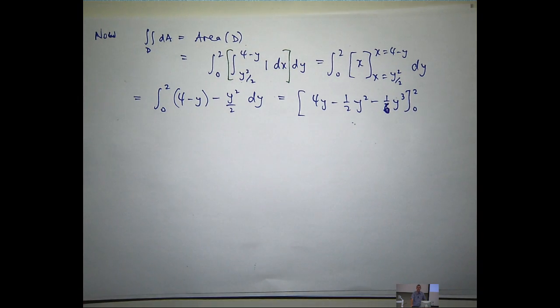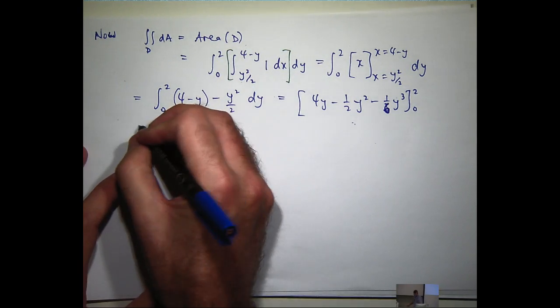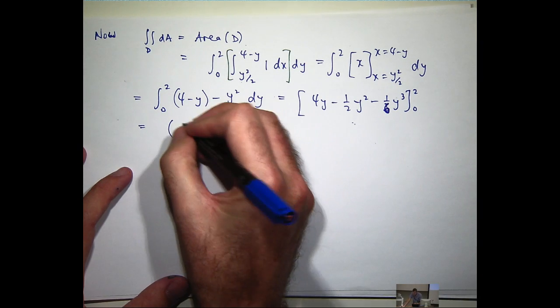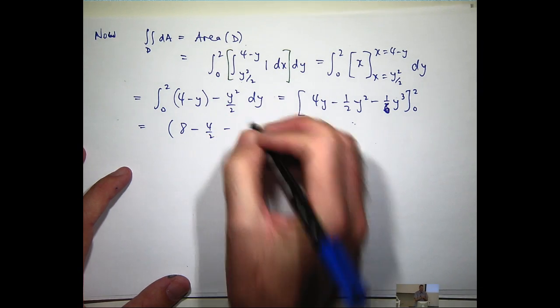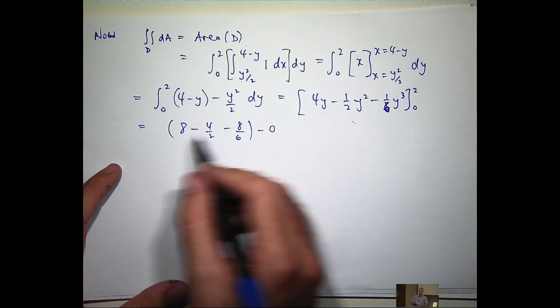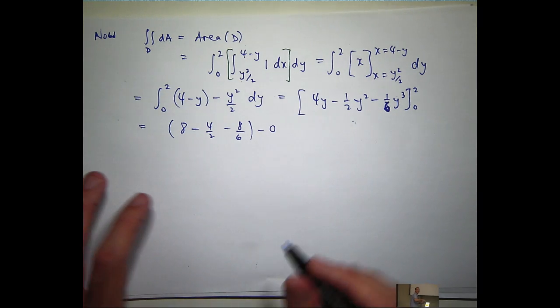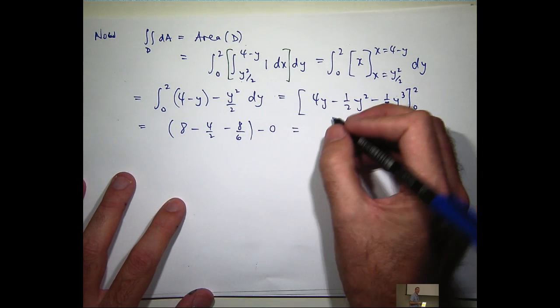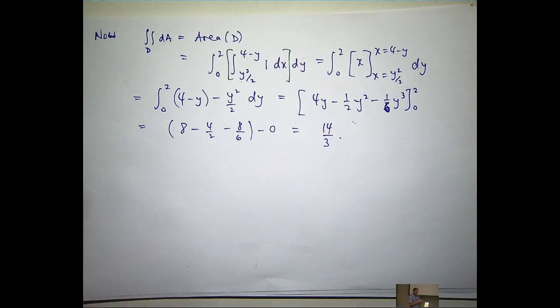Okay, so now it's just the normal evaluation rules. We should put in our y equals 2, our y equals 0. The second term is going to give 0, right? So just a little bit of algebra, hopefully. So I'm going to get 8 minus 4 on 2 minus 8 on 6 minus 0. So I'm going to get 6 minus 4 on 3, which is going to be 14 on 3, according to my calcs.